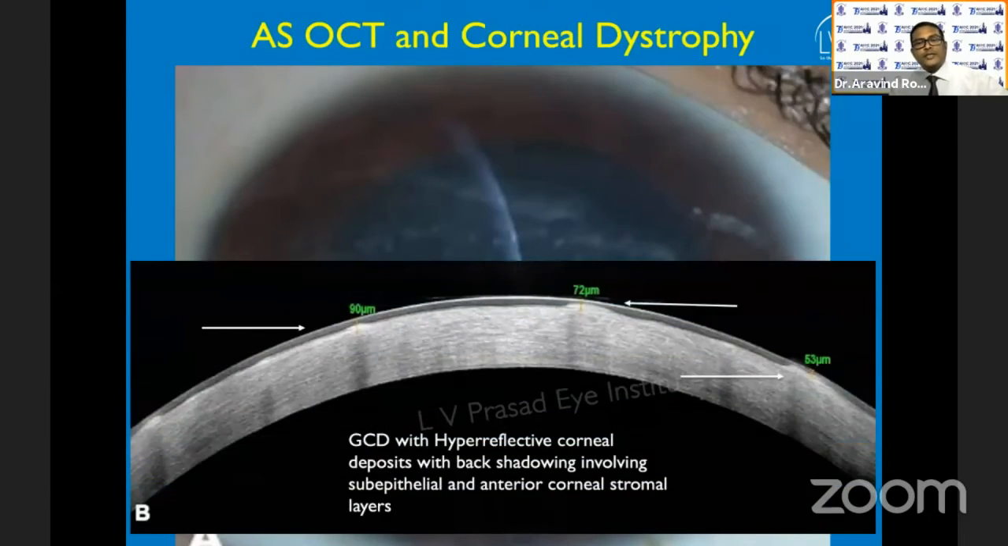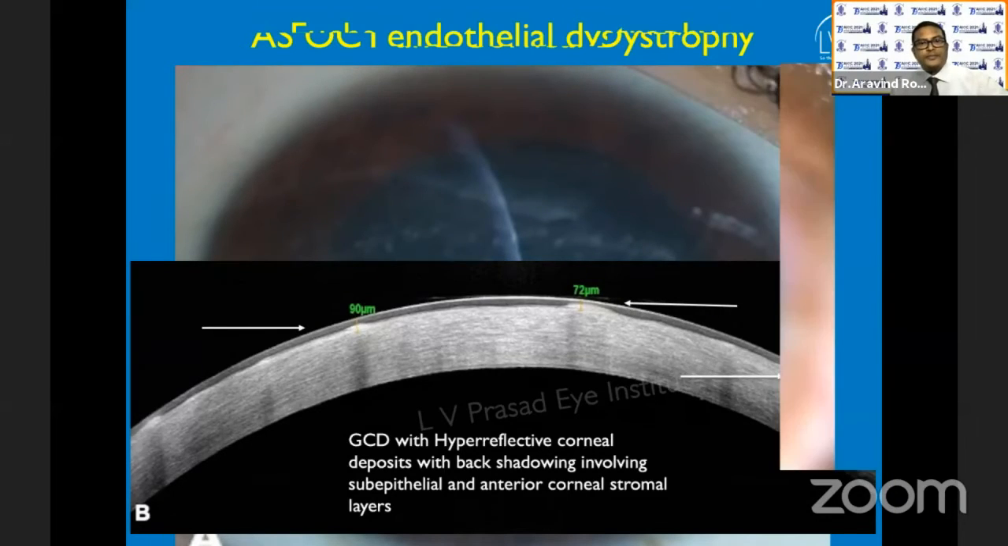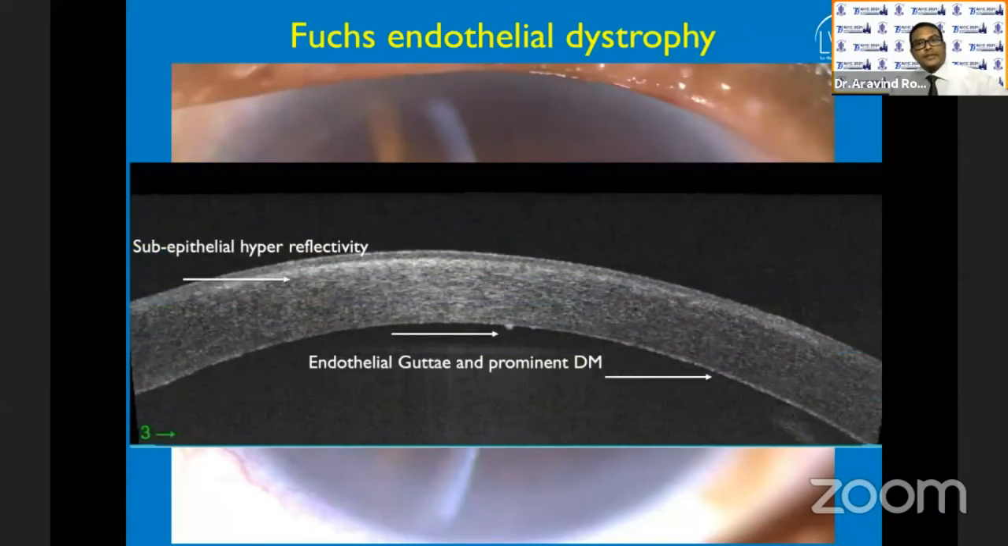In corneal dystrophies, OCT helps to localize the depth and extent of the corneal deposits. In granular corneal dystrophies, these are typically subepithelial with backshadowing. In Fuchs dystrophy, there is a prominent Descemet membrane with endothelial guttae, and often there might be subtle subepithelial hyperreflectivity due to scarring on the anterior cornea.